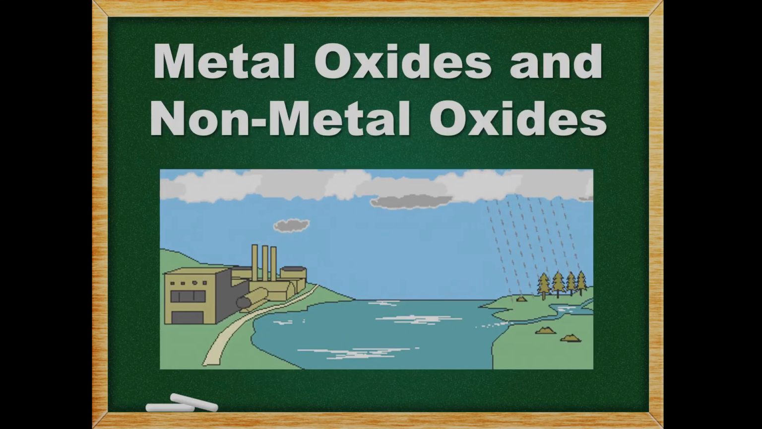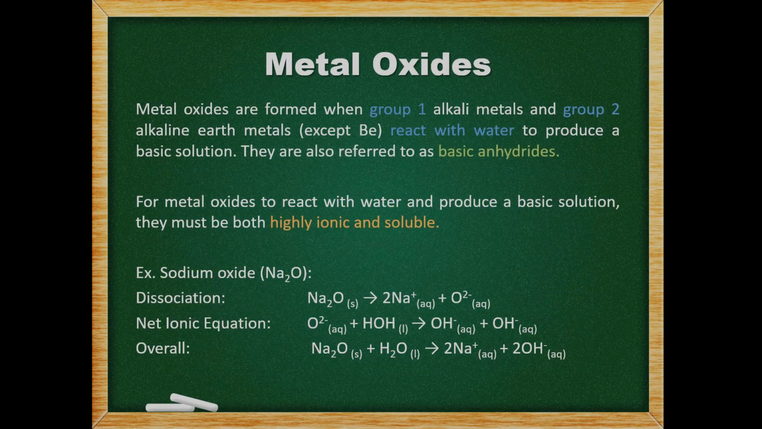Metal oxides and nonmetal oxides. Metal oxides are formed when group 1 alkali metals and group 2 alkaline earth metals react with water to produce a basic solution. They are also referred to as basic anhydrides. For metal oxides to react with water and produce a basic solution, they must be both highly ionic and soluble. For example, we can look at sodium oxide. Sodium oxide reacts with water to produce sodium ions and hydroxide ions.